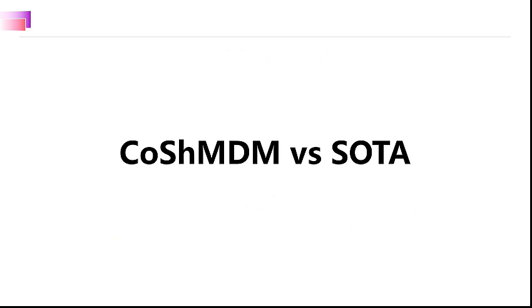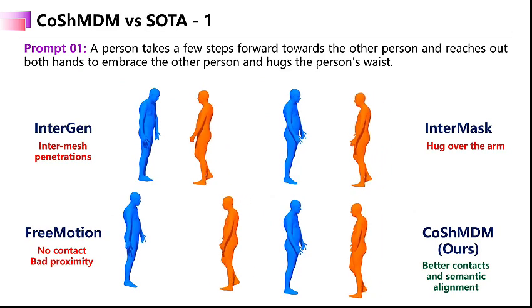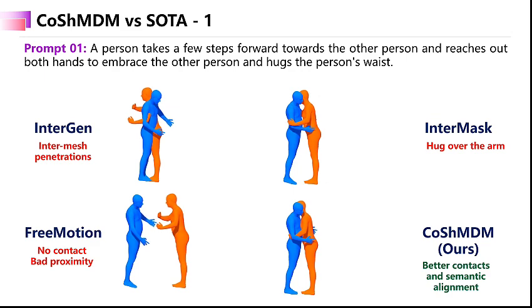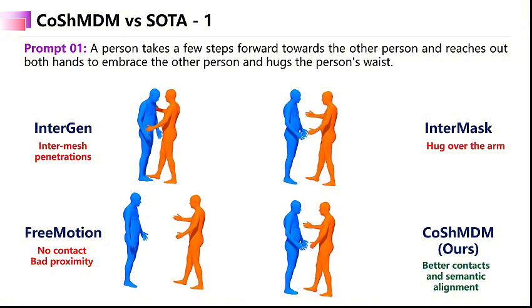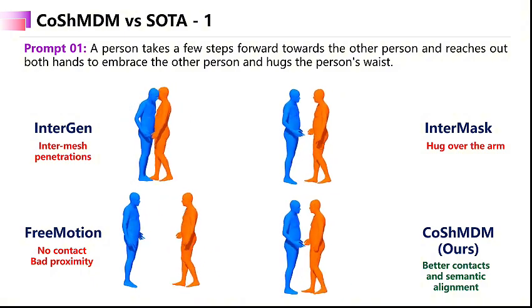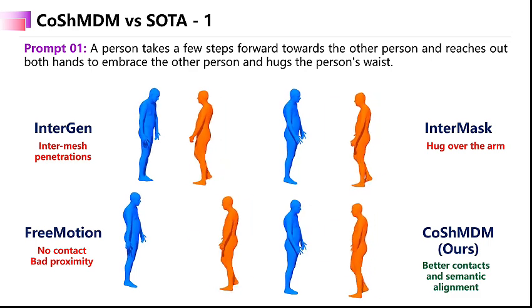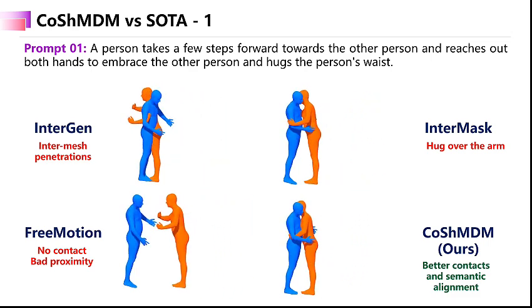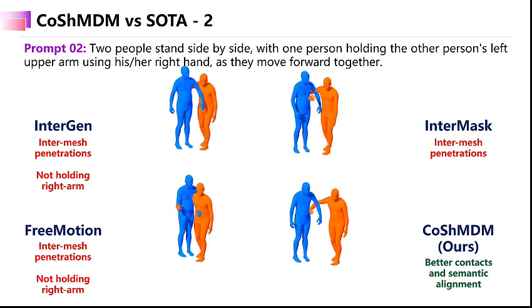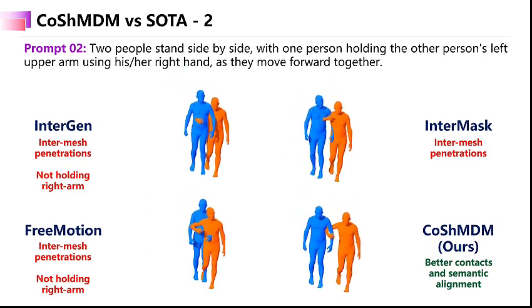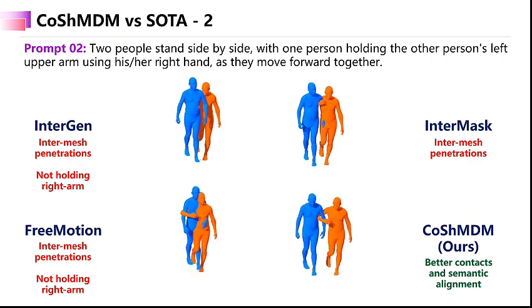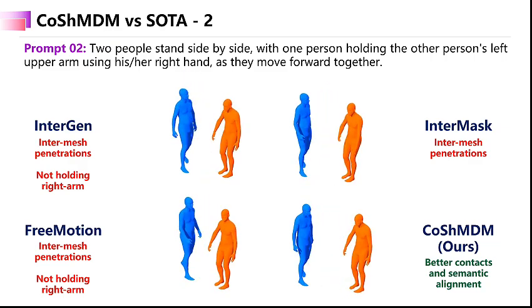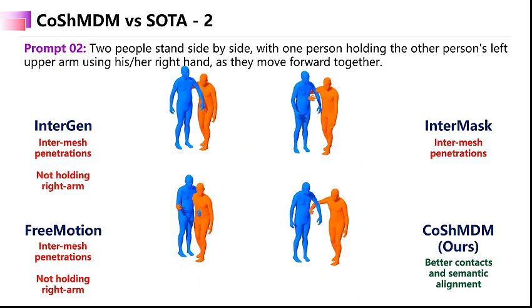We now compare CoShMDM with state-of-the-art methods on challenging interaction prompts. In this example, the prior methods, including InterGen, InterMask, and FreeMotion, suffer from intermesh penetrations, incorrect or missing contacts, and bad proximity, while our method produces accurate interactions without mesh penetrations or semantic drift. In the second example, the state-of-the-art methods again suffer from similar motion artifacts, while CoShMDM attains better semantic alignment with text prompts and produces realistic contacts.